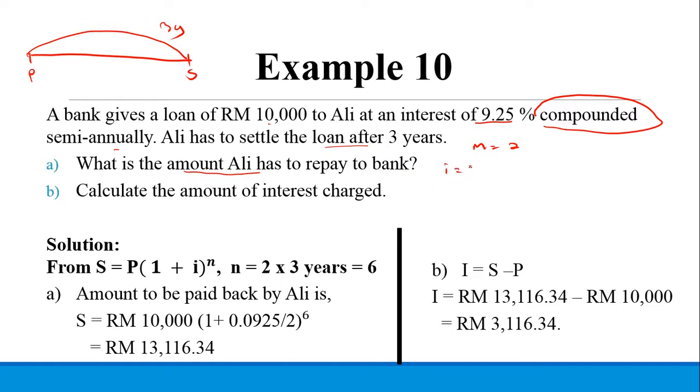So find the I equal to R divided by M, which is 0.0925 divided by 2. Okay, what is N? N is equal to 2 multiplied with 3, M multiplied with T, you get that 6. So 0.025 divided by 2. This is I, and this is N. So you get the answer is this one. Okay, what is the interest? The interest is I equal to S minus P.